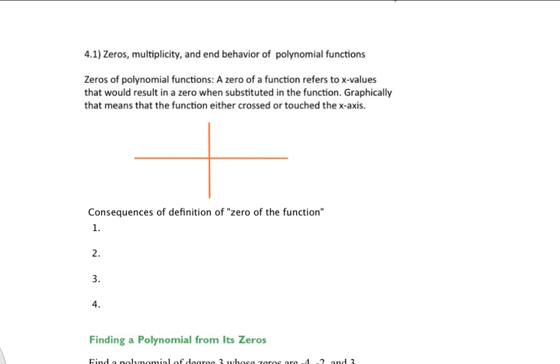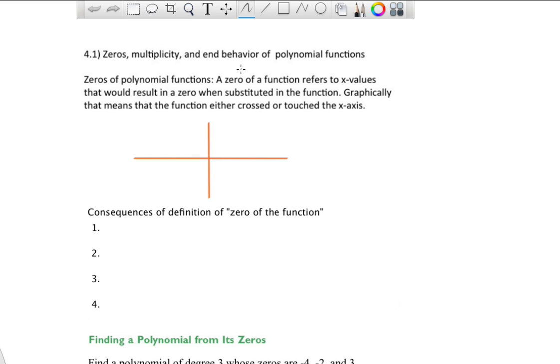Alright, the continuation of 4.1. We need to talk about zeros, multiplicity, and behavior of polynomial functions, so let's start by looking at zeros. A zero refers to x values that would result in a zero when substituted in the function.